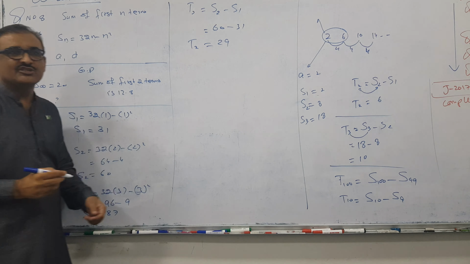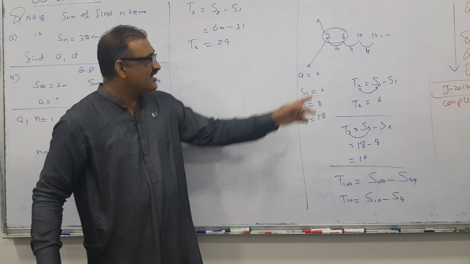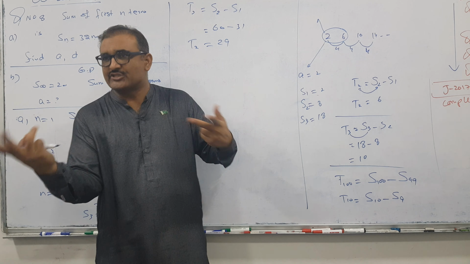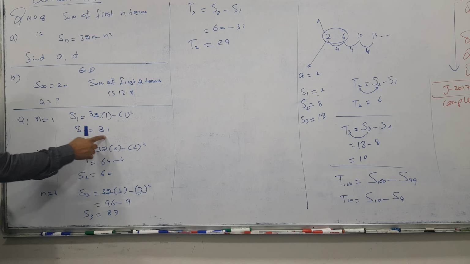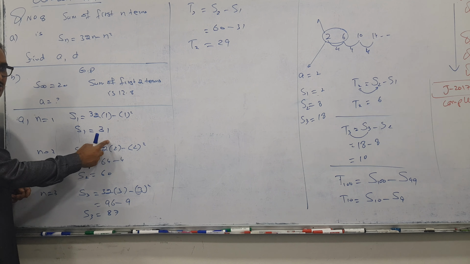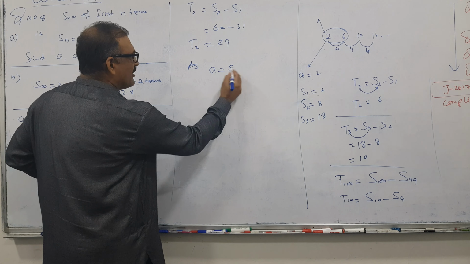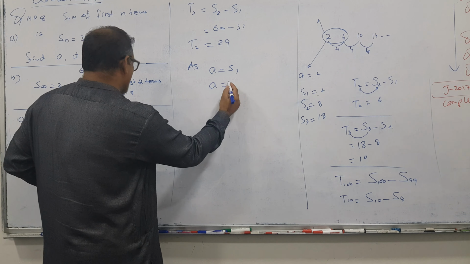And as you know, the sum of the first term and T1 are both the same. See, what is the first term? Please pronounce 2. And what is the sum of the first term? It is 2. So can I say that S1 is also T1? Is this A or not? Yes, exactly. Because as we know A is also called S1, so I got A equal to 31.